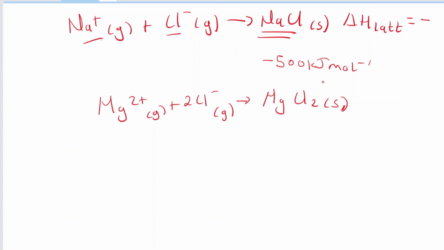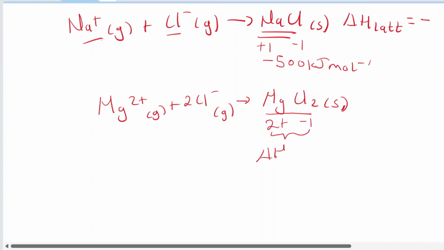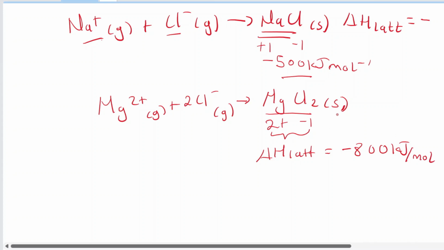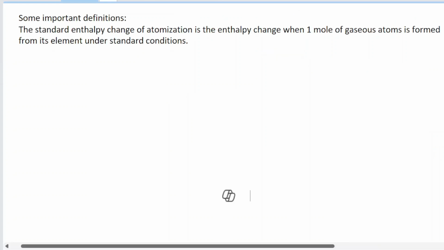Now, you can predict that MgCl2 is a stronger ionic compound than NaCl. Why is it stronger? Because Mg has a 2+ charge and Cl has a negative 1 charge, but the attraction between these two is much more than an attraction between positive 1 and negative 1, right? So this one is a stronger ionic compound, which means that the lattice energy for this one will be much more exothermic than for the sodium chloride. So we can expect maybe negative 800 instead of it being negative 500, and so on. So you can see the trend that the stronger the ionic compounds, the stronger the lattice energy is. Right, let's go on to the next part.